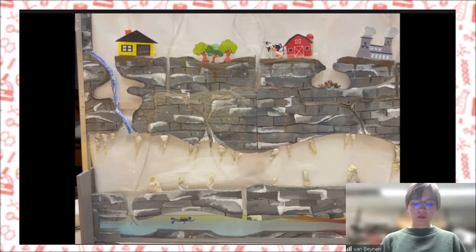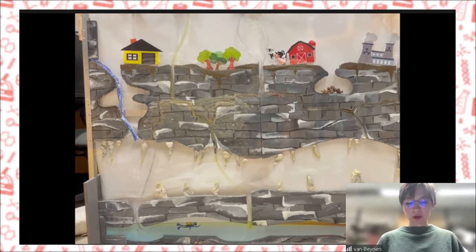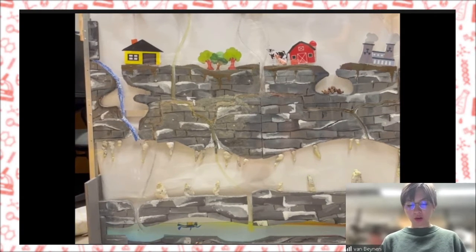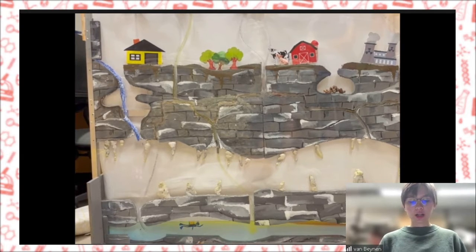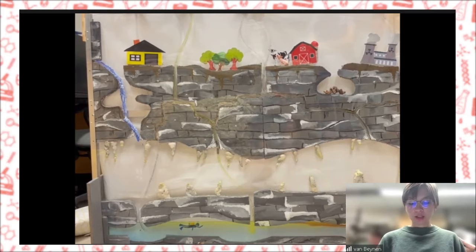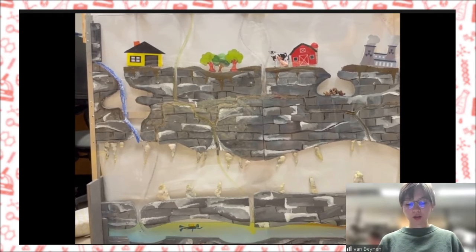Humans also use a lot of water to drink and for things like farming. We can impact karst by pulling out too much water from the aquifer through wells. This could cause the rock to sink as the water isn't helping to hold it up anymore. Sometimes humans even damage caves by writing on the walls and breaking the rock.